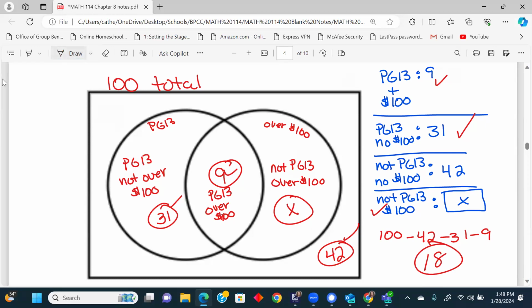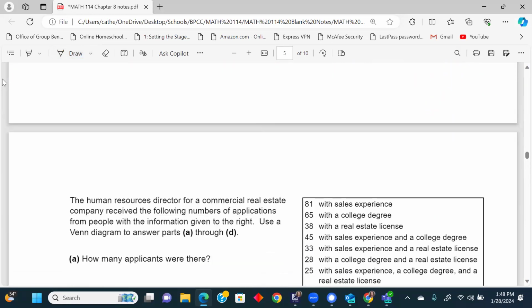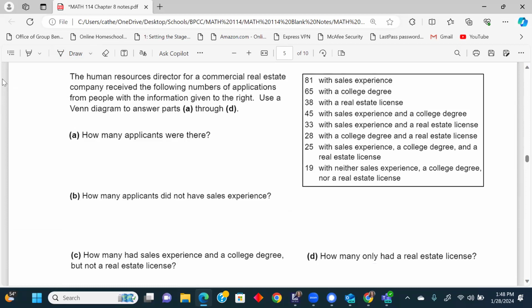All right. Let's go on to see if there's a next one. Oh, fun. Let's see, the Human Resources Director for a commercial real estate company received the following number of applicants from people with the information given to the right. Use a Venn diagram to answer parts A through D. Okay. So let's see what we're dealing with. Sales experience, college degree, and real estate license.